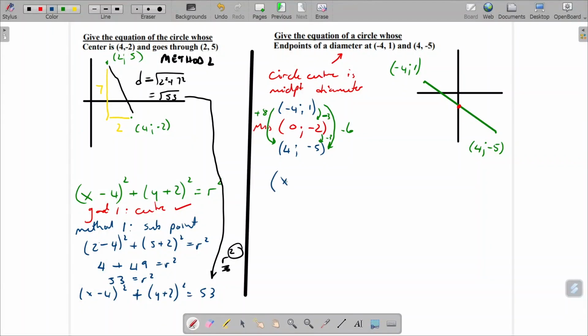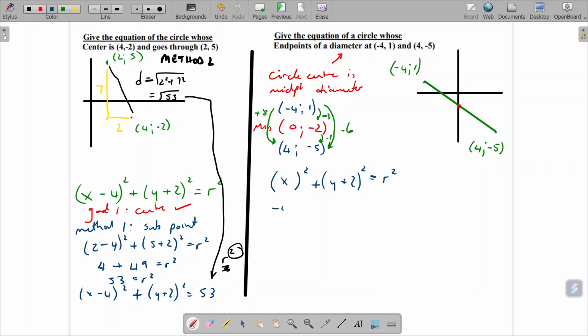Again, you are most welcome to use either of the two methods we've discussed. You can use the idea of subbing back in. We now know that we've got x squared, and this looks slightly unfamiliar, but it's simply x minus 0 squared plus y plus 2 squared equals r squared. We can sub in either point you choose. I'm going to go with -4, 1.